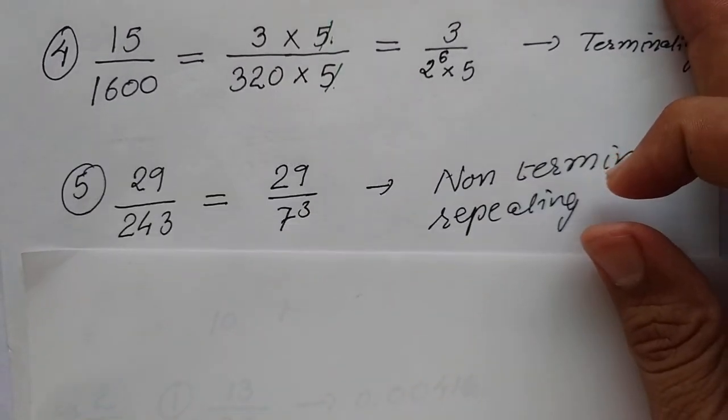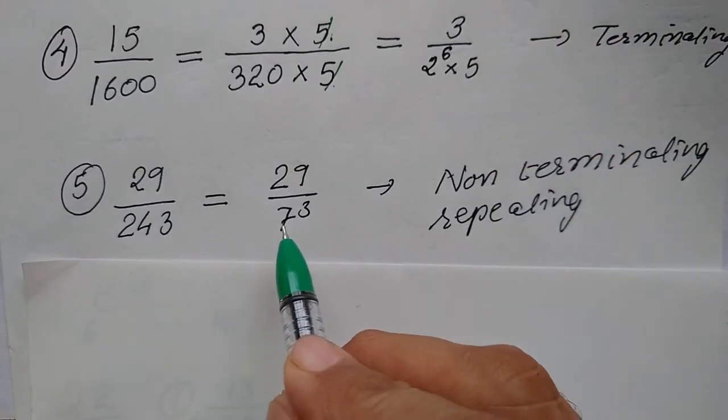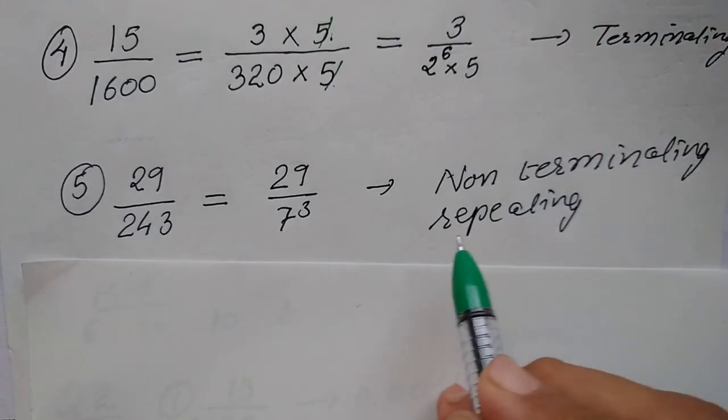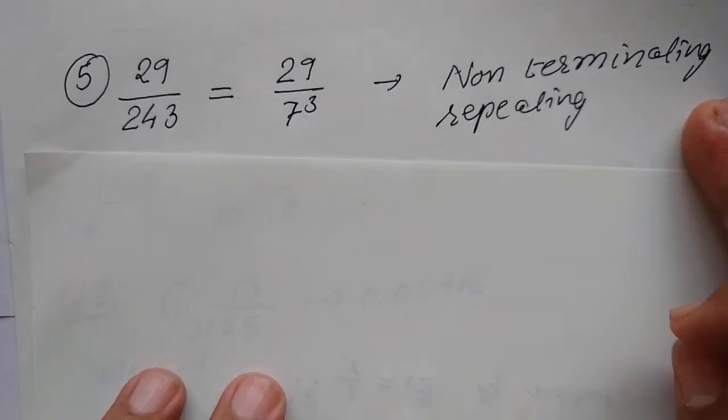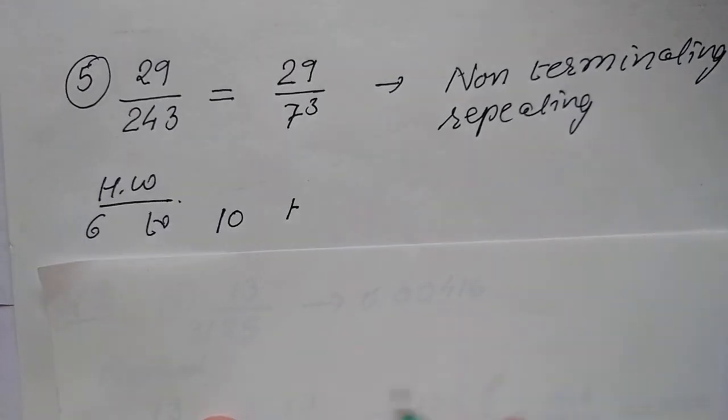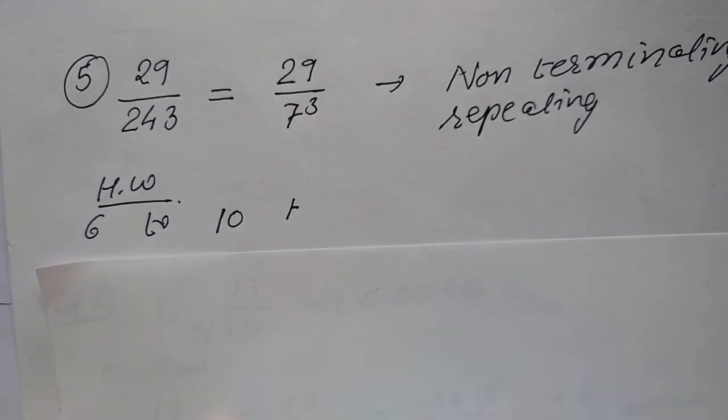Next one, 29 by 243. Here 7 is there. So non-terminating repeating, children. Now children, homework question number 6 to 10. Let us take the next sum.